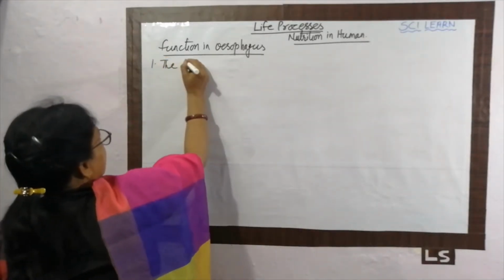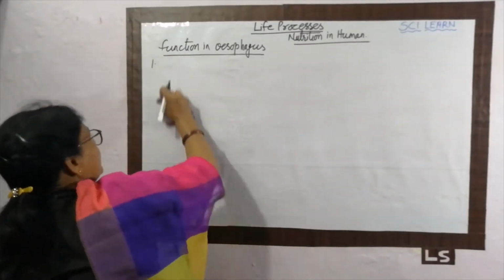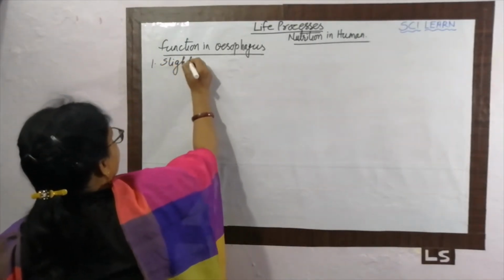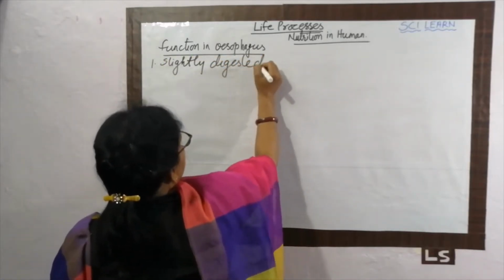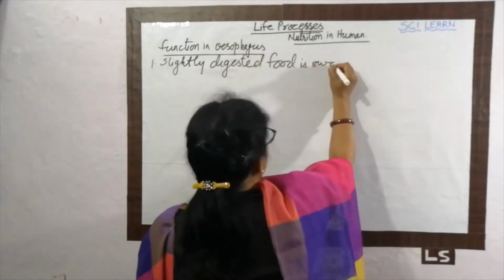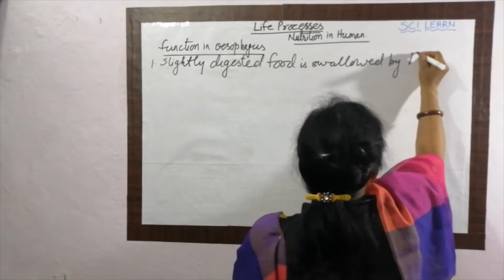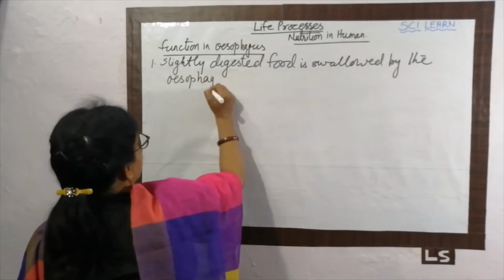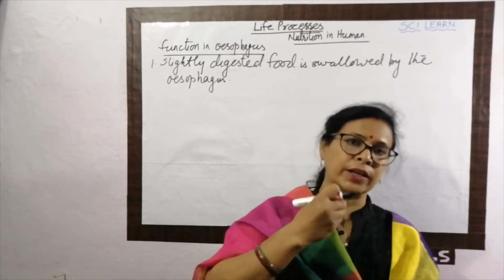The oesophagus swallows the slightly digested or semi-digested food. So how is this process going on? How does the oesophagus swallow down the food?